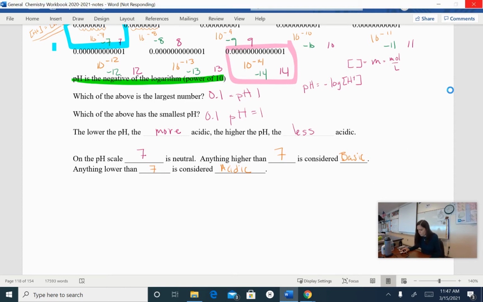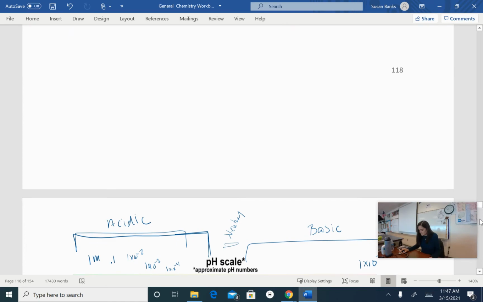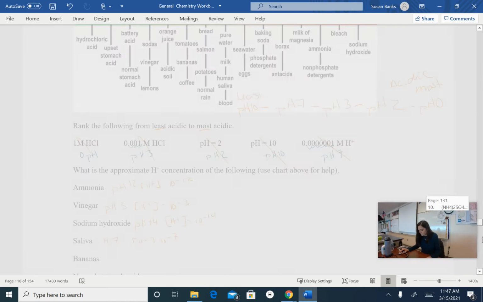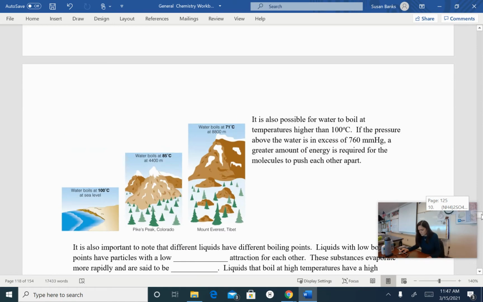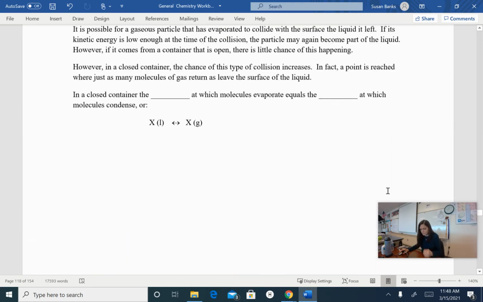Okay, and there goes my thing again. Okay, let me see if I can get us back to the correct page. I don't know why this keeps on jumping around. It will probably jump again.